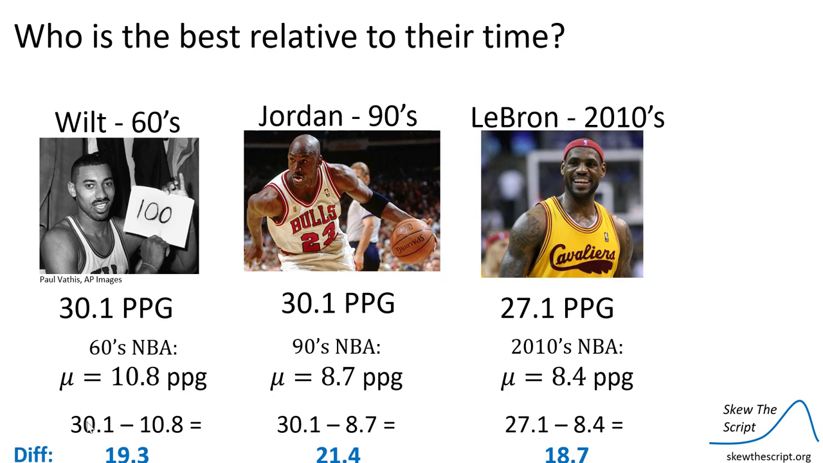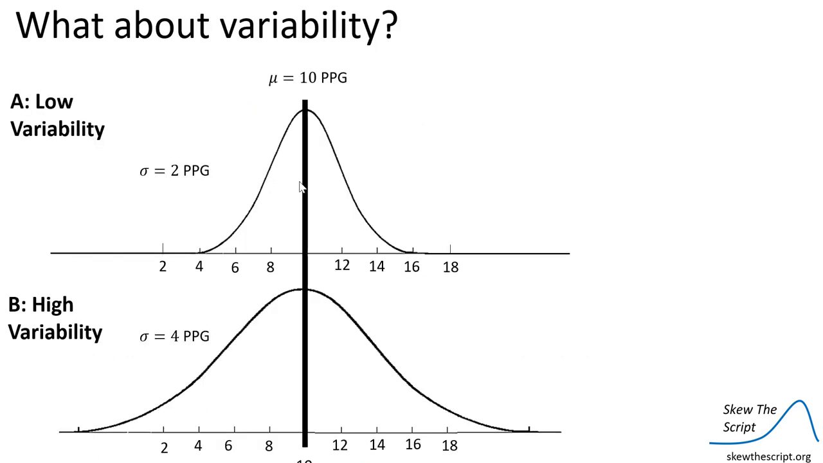So when I subtract the mean from each of those data points, I get a difference of 19.3, 21.4, and 18.7, respectively. So with this information, I can say, okay, Jordan's clearly number one because he did 21.4 points better than Wilt Chamberlain, than LeBron. But let's also talk about variability.